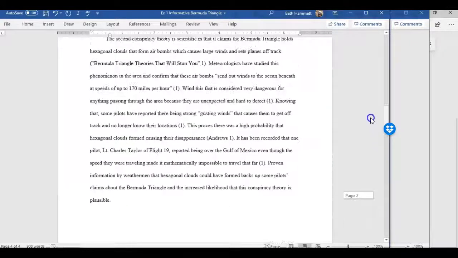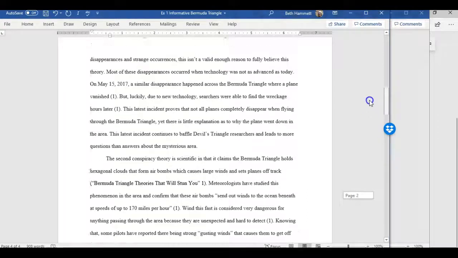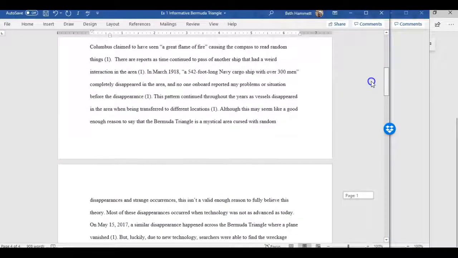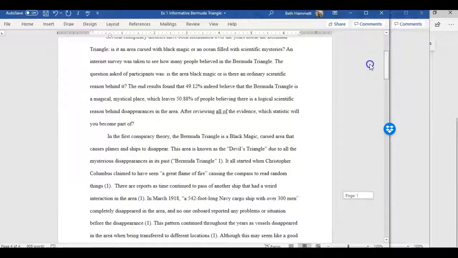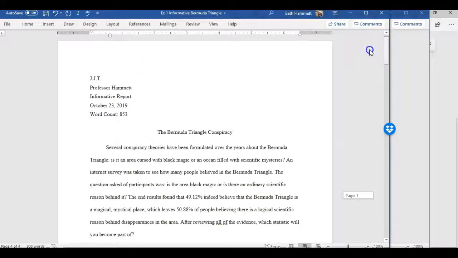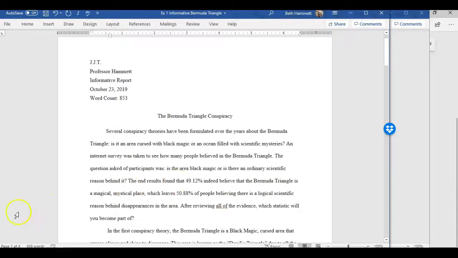All right, so those are going to match up. Now you see how I match everything up. Looking for all of those citations as I scroll back through. All right, and that's the longer piece. And that should do it. If you have any questions, please ask.